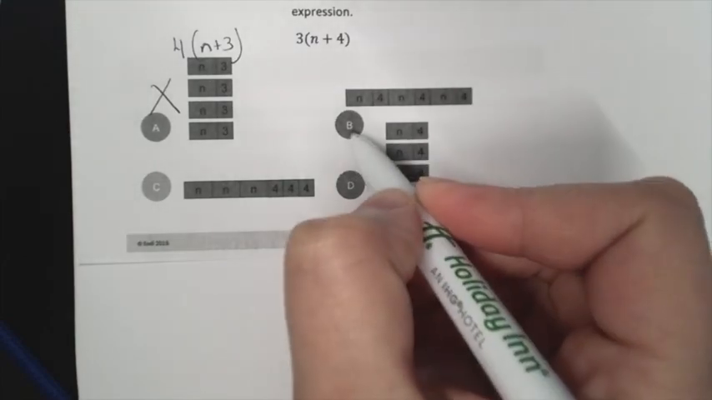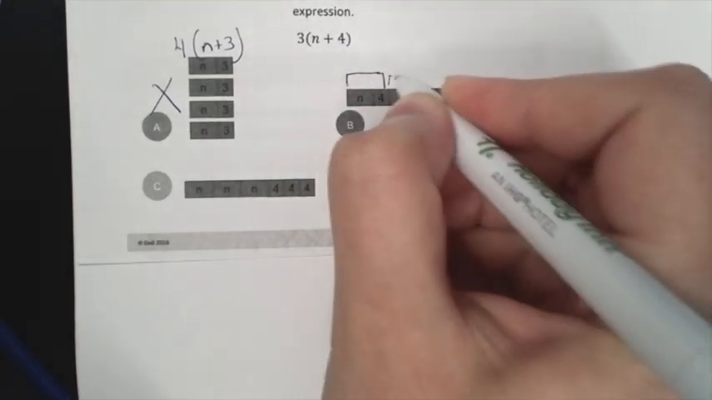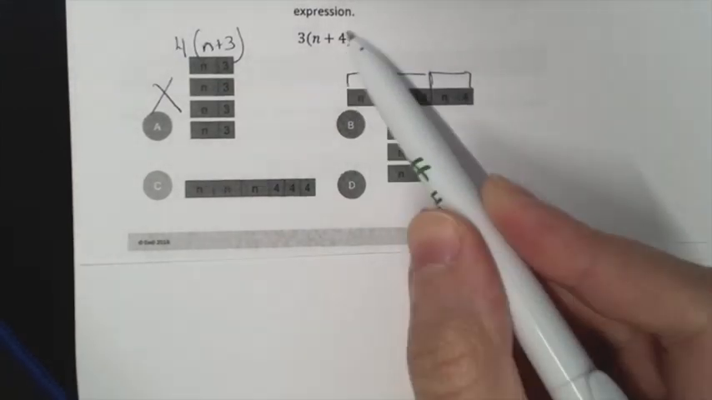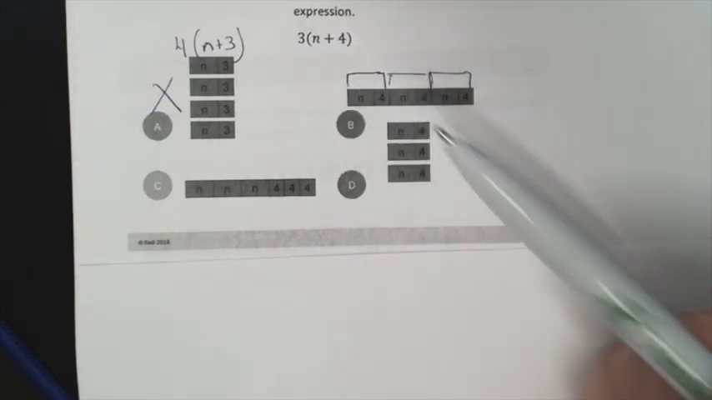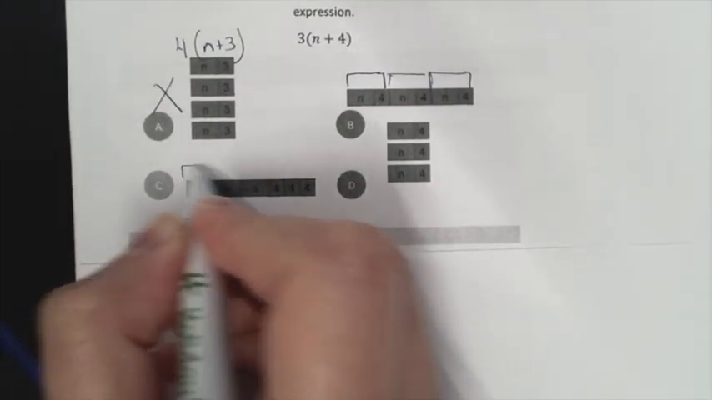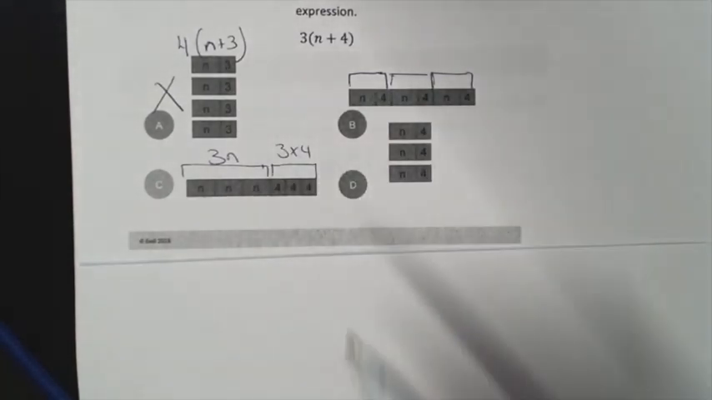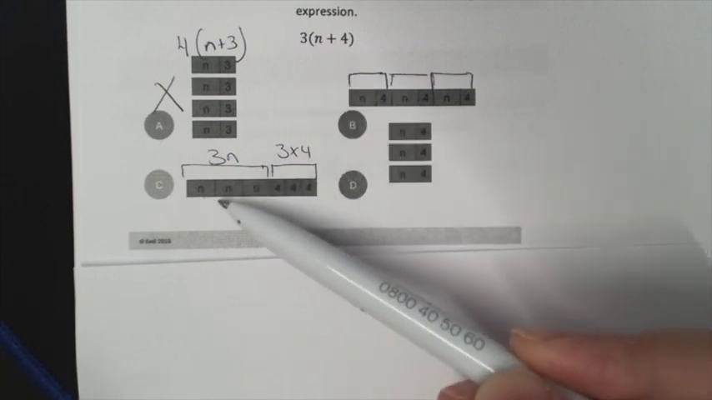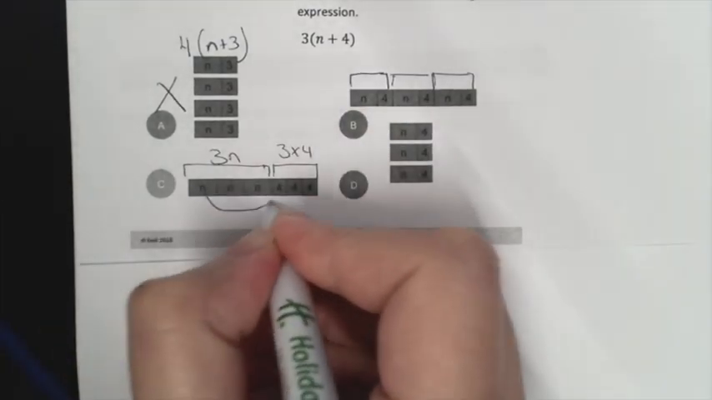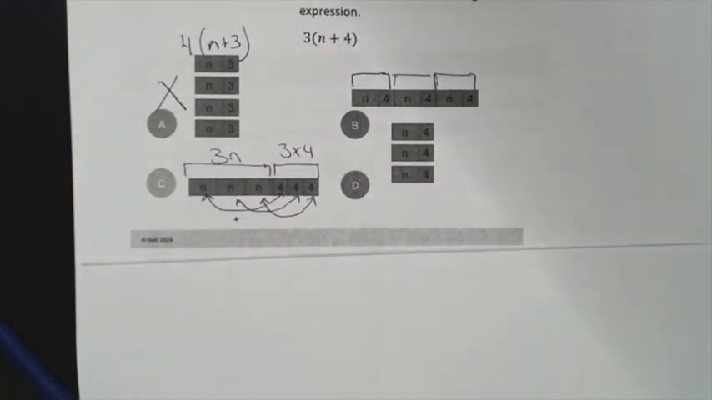Let's have a look. If we look at option B here, I have again n plus 4. I have another n plus 4, and then I have another n plus 4. So I have 1, 2, 3 lots of n plus 4, which is this expression, 3 lots of n plus 4. If I look at C, what do I have here? I have 3 lots of n, and I have 3 lots of 4. So I can think about this in 2 ways. I can think that I have n and a 4, and I have that 3 times. If I join them together, this n plus 4, I have another n plus 4, and then I have another n plus 4. That gives me 3 lots of n plus 4.